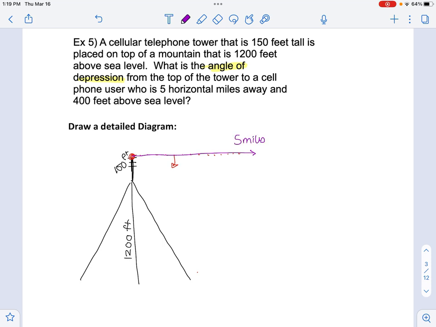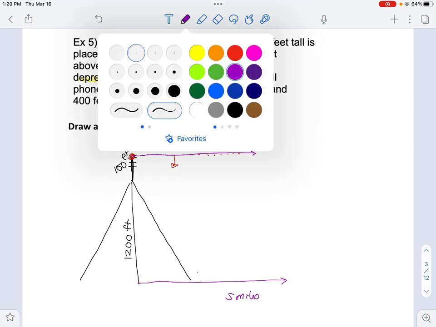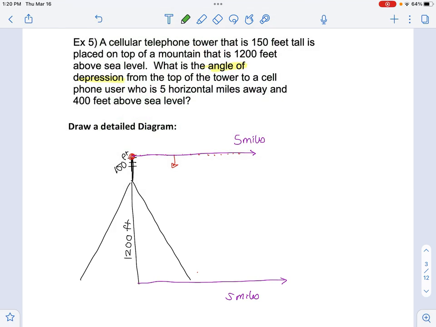Now again, I can draw that horizontal distance anywhere. I can draw it there, I can draw it down at the bottom. It doesn't matter where I draw that horizontal distance. The cell phone user is 5 miles away, but he's also 400 feet above sea level. So he's not standing down here on the ground. He's up here about 400 feet. What we're trying to figure out is the angle of depression from the top of the tower to that guy right there. Now again, find a triangle.